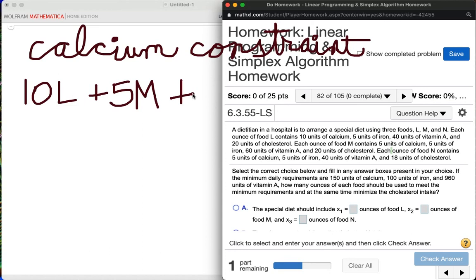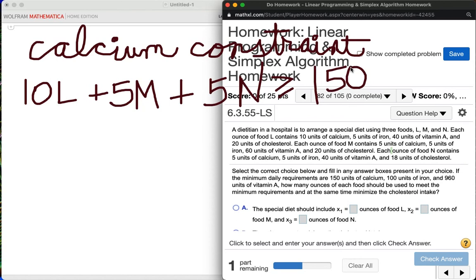Each ounce of food N contains 5 units of calcium. And we have this restriction. There is a minimum daily requirement of 150 units of calcium. So that's going to be 150 on the right side. Let me make sure this restriction makes sense.